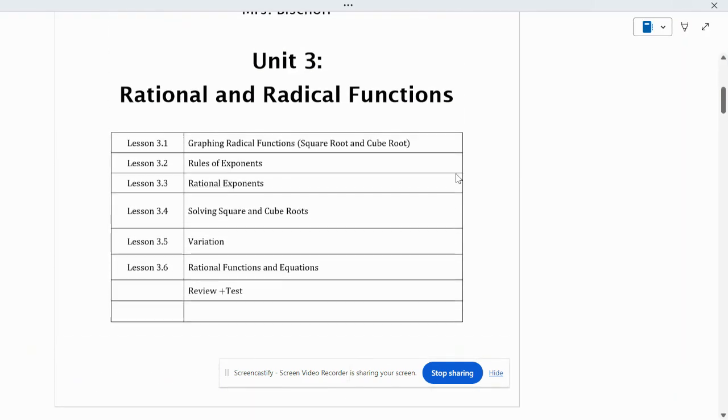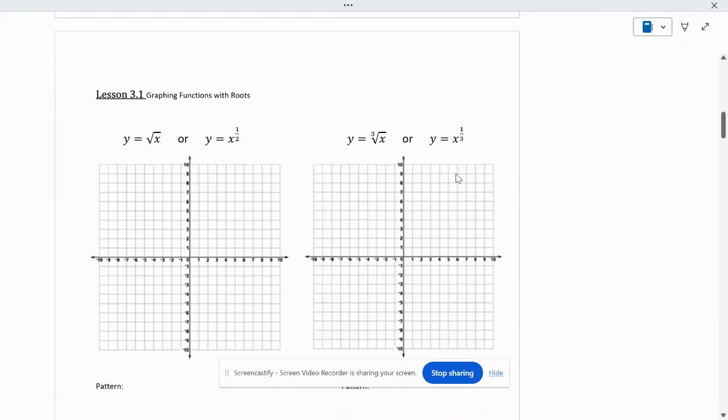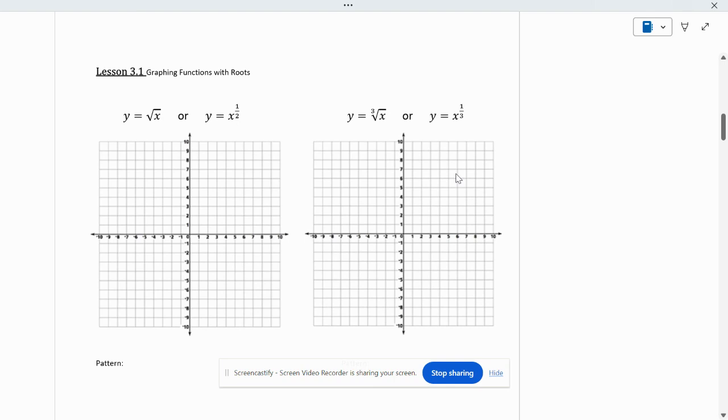All right, so today's lesson is going to cover graphing square root functions. I'm going to break this lesson up into two pieces. So today we'll talk about graphing square root functions and the pattern involved, and tomorrow we'll talk about graphing cube root functions.